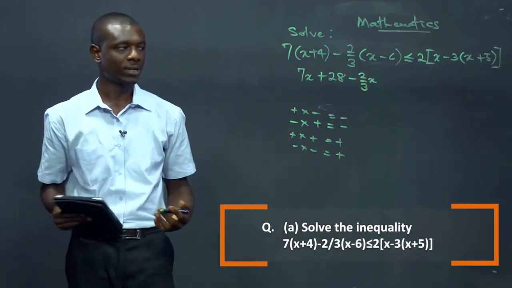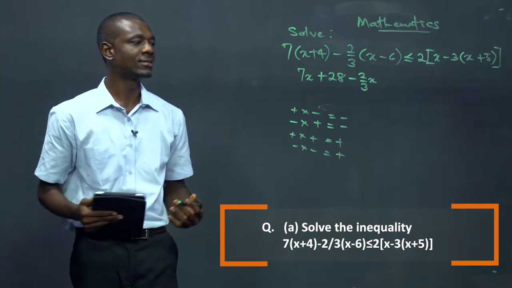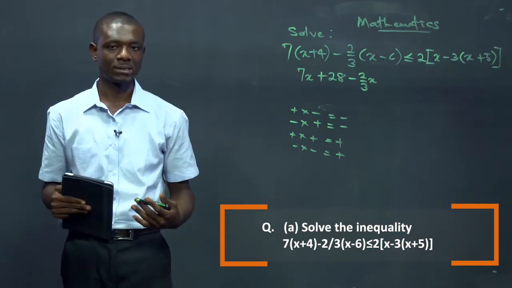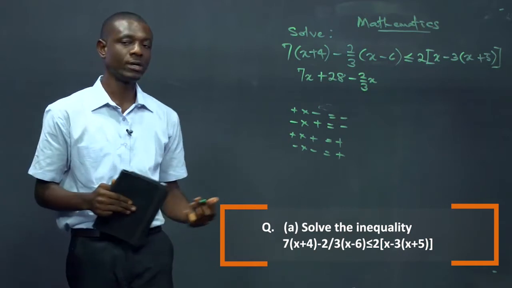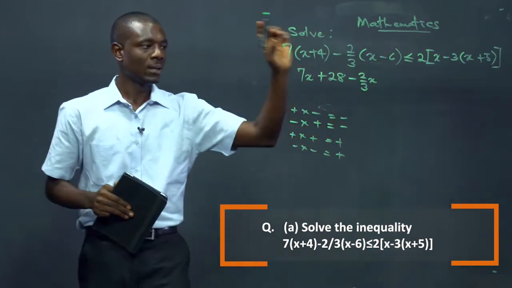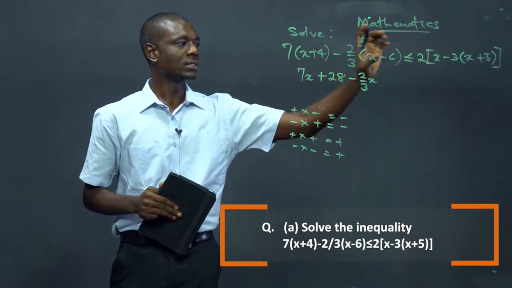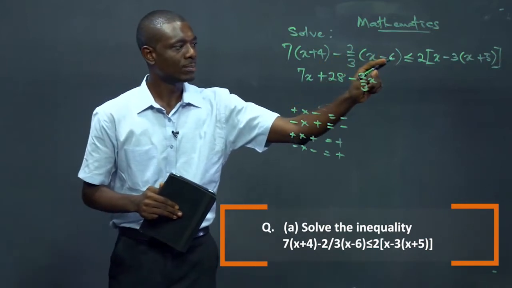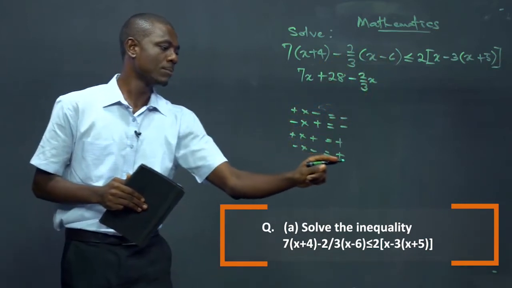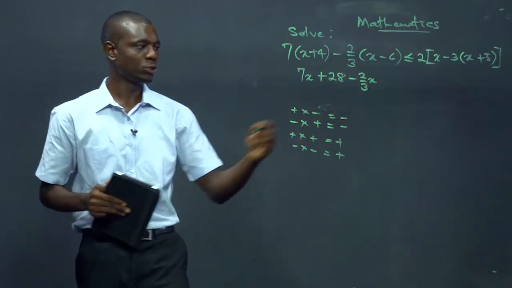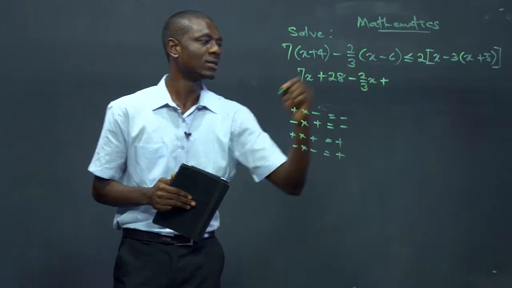Remember, when opening a bracket, you use the term outside the bracket to multiply all the terms in the bracket. That's the procedure for opening a bracket. Again, we have to multiply this term. Minus 2 over 3 times minus 6. Minus times minus will give us what? Plus. The signs are the same. So when you multiply them, you should always get a positive value.